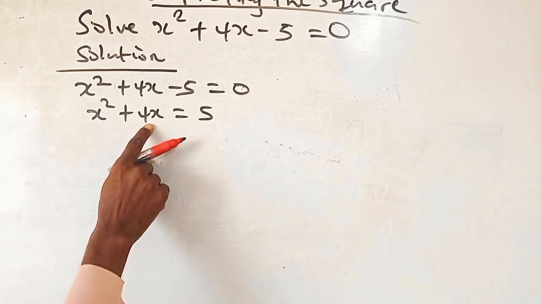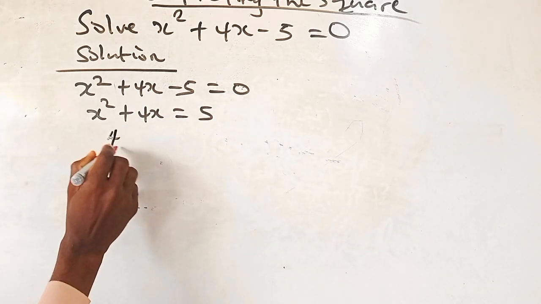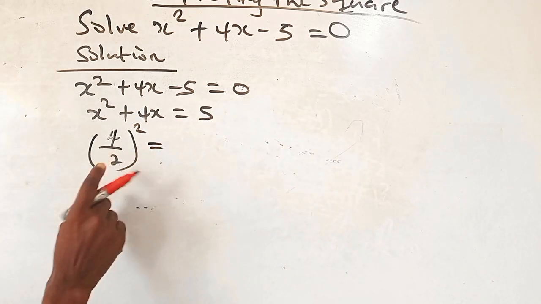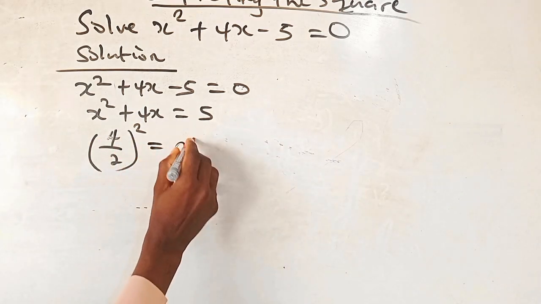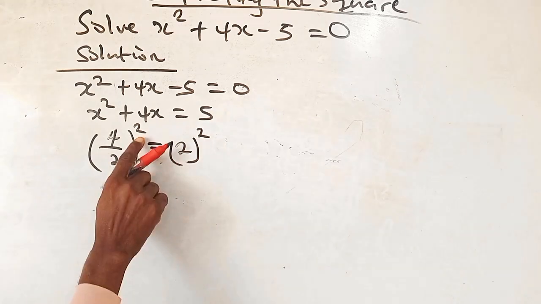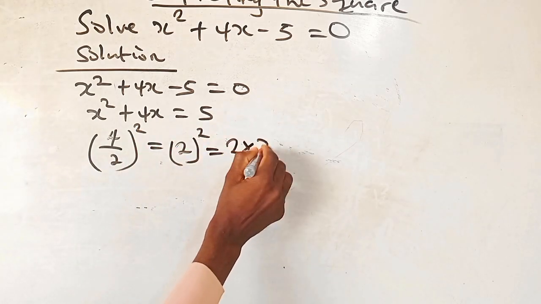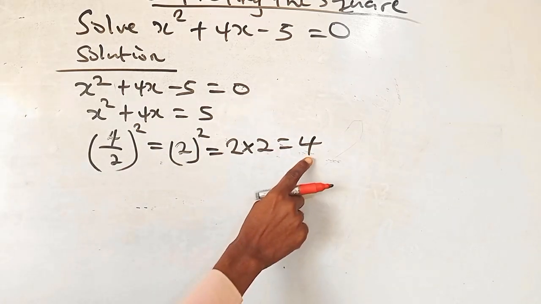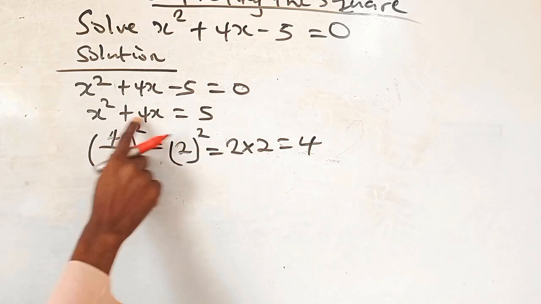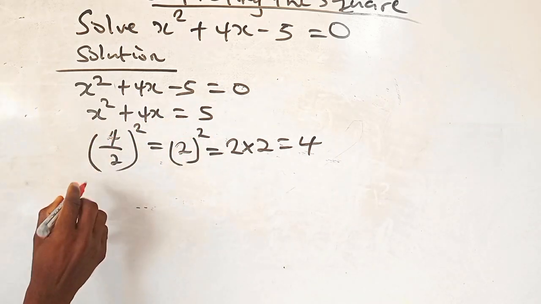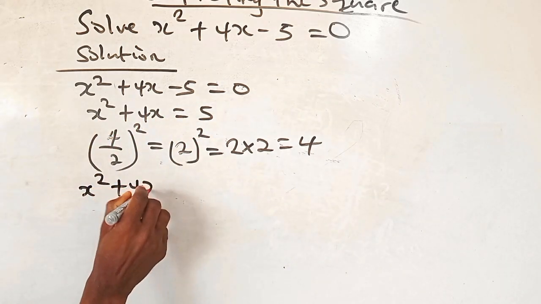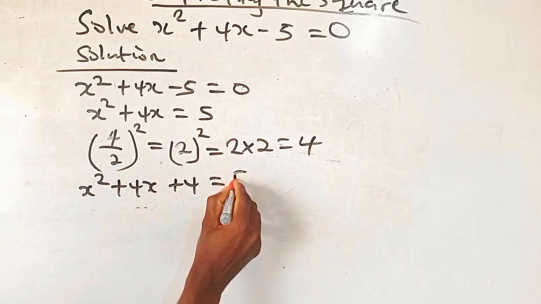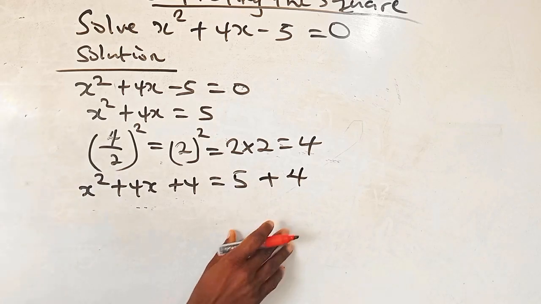We come to the coefficient of x, which is 4. We divide it by 2, and we square our result. So 4 divided by 2 is 2, and 2 squared is 2 times 2, that is 4. So we add this 4 to both sides of the equation. From here we have x² + 4x + 4 = 5 + 4.